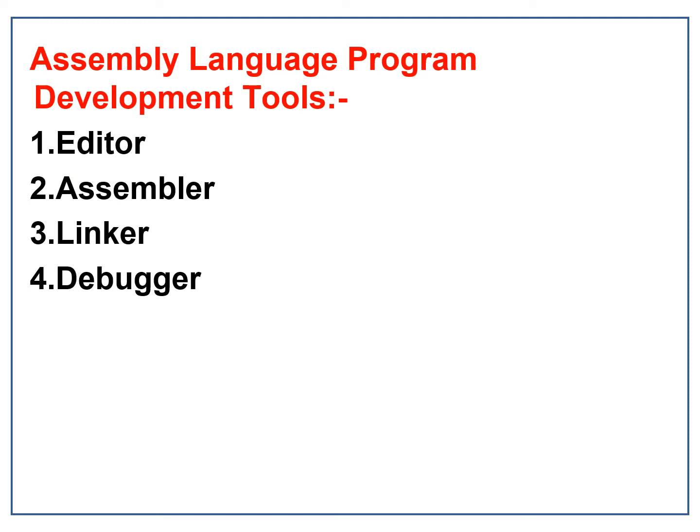We are completing our program development steps. Let us see the assembly language program development tools. So there are four tools. First is editor, second is assembler, third is linker, and last is debugger. All these development tools are very important for assembly language program.